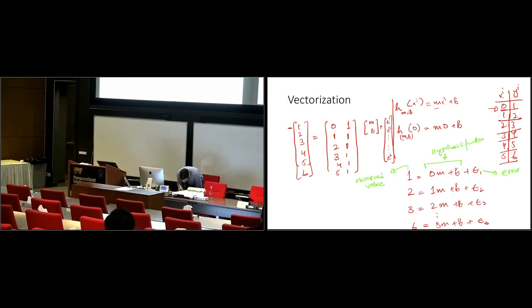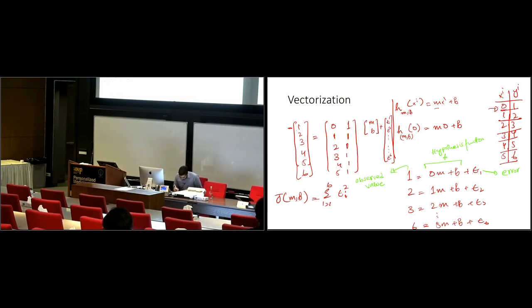So my cost function is a function of M and B, and that is the sum from i equal to 1 to 6 of e_i squared. So I'm trying to find the square of the error for each data point, I'm summing them up, and I'm saying let's make it as small as possible. Fairly reasonable, right? So let's see how we can do it.